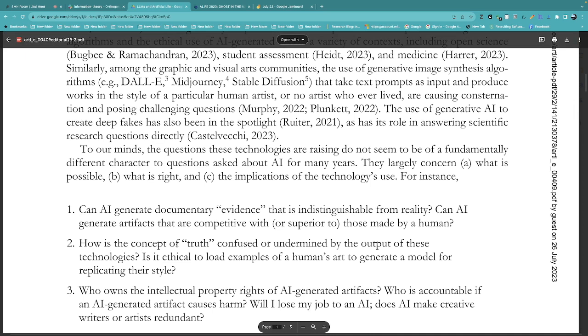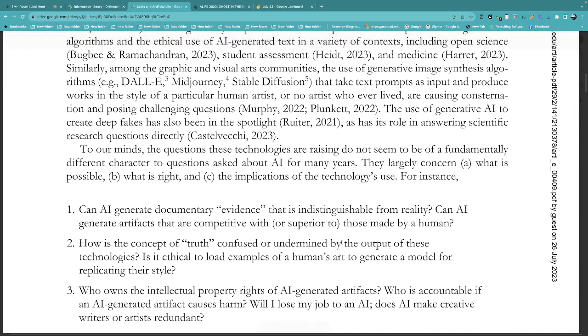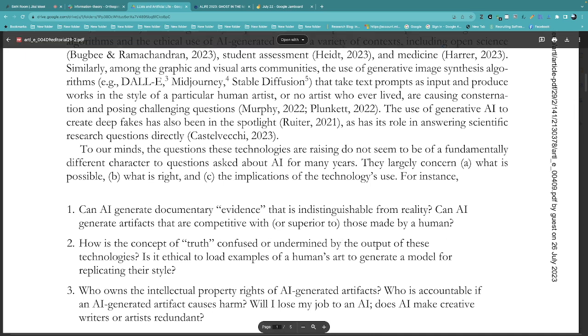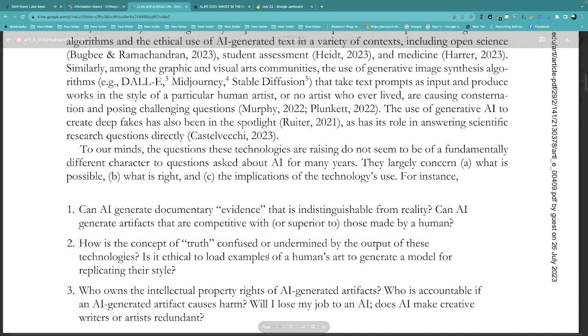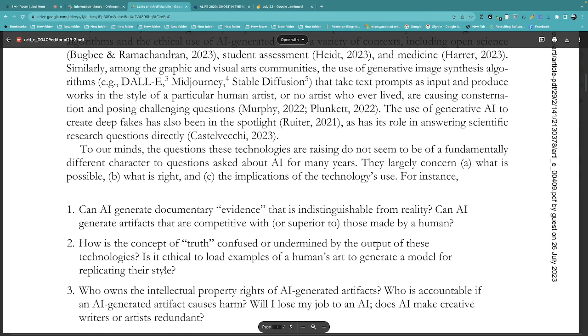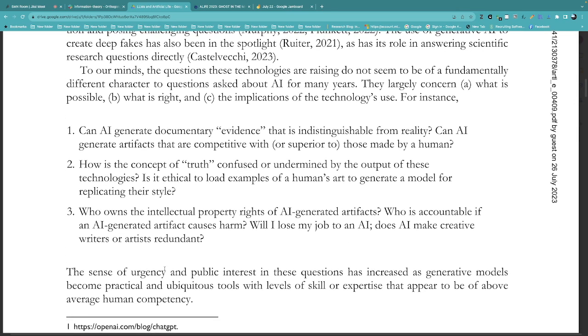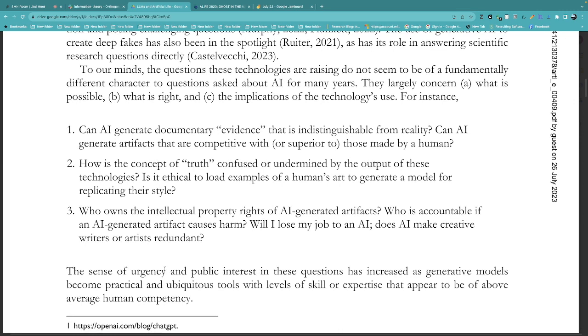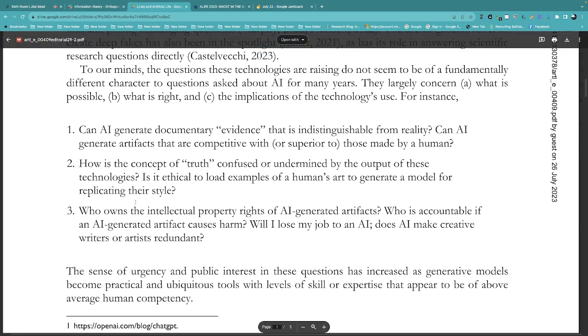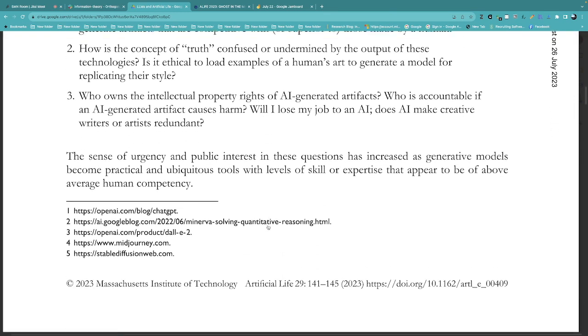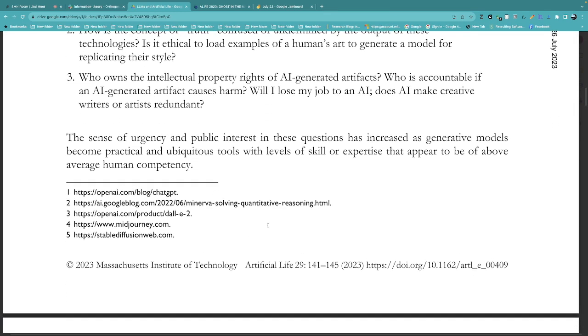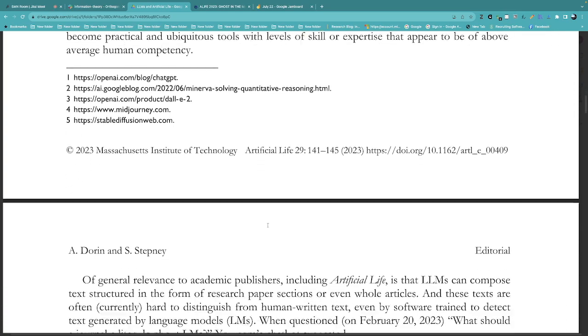The second is, how is the concept of truth confused or undermined by the output of these technologies? Is it ethical to load examples of a human's art to generate a model for replicating their style? So that's an issue of truth, and then ethics. And then three, who owns the intellectual property rights of AI-generated artifacts? And there are a lot of things associated with that.